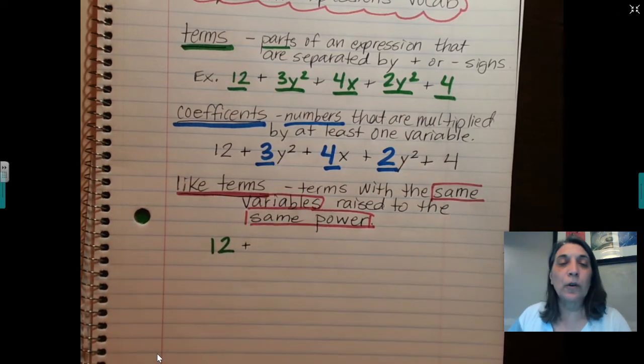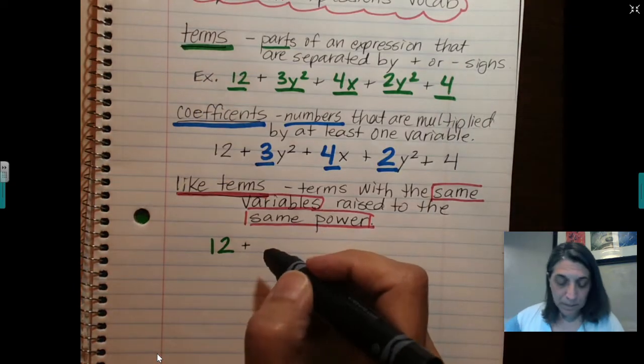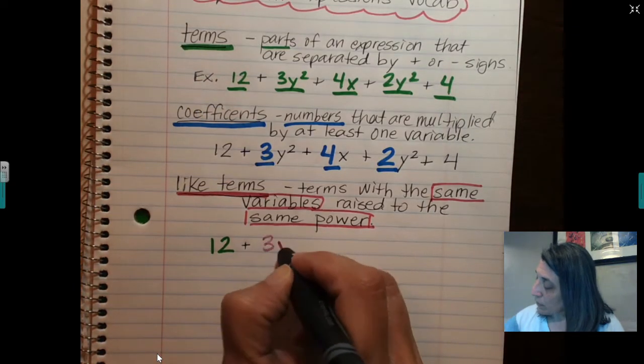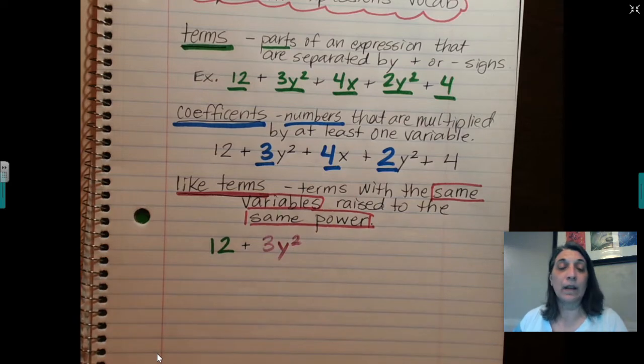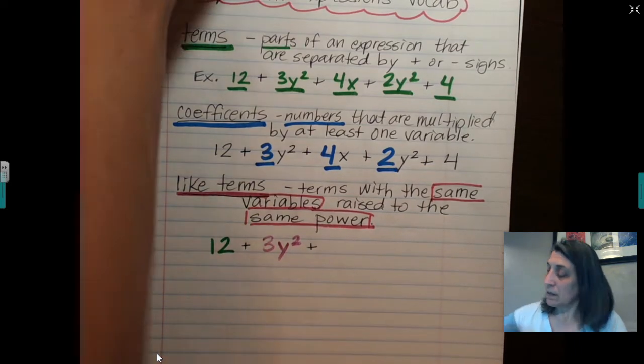Okay, just kind of follow along with me. 3y squared, I'm going to bring in another color. I'm going to bring in purple. Oh, my purple's dying. That's okay. You don't have to bring in a different color. You can use any one of yours. And then, let's see here. What's next? 4x. Let's go to blue.